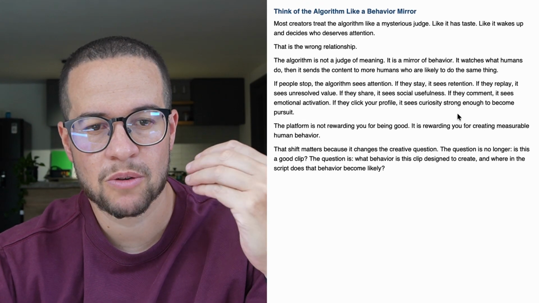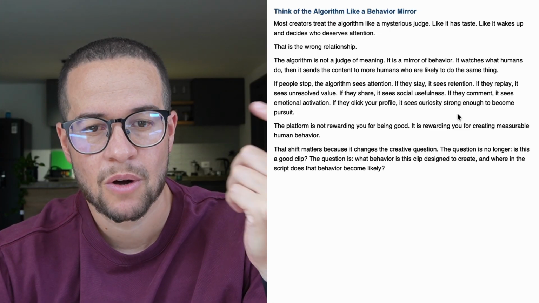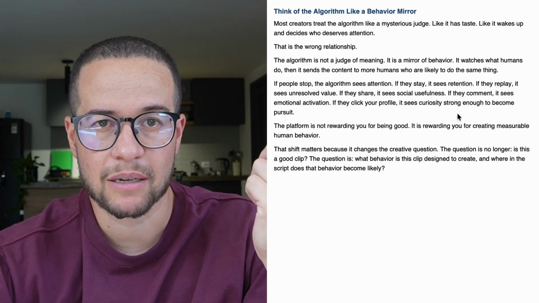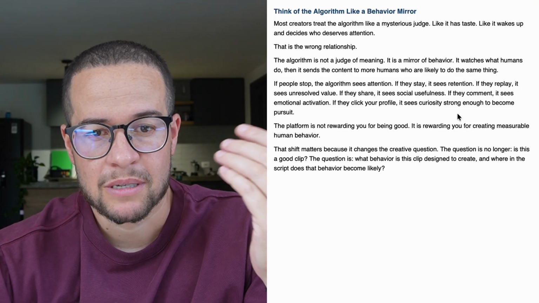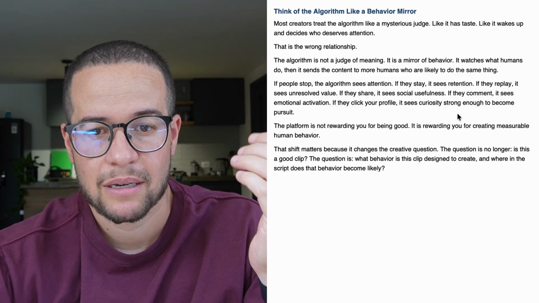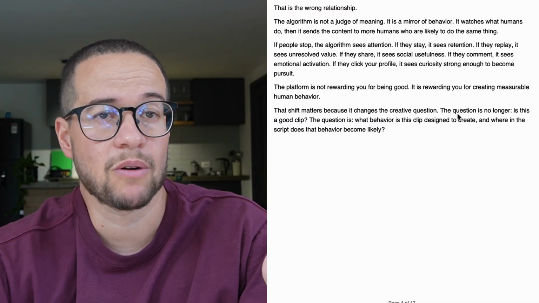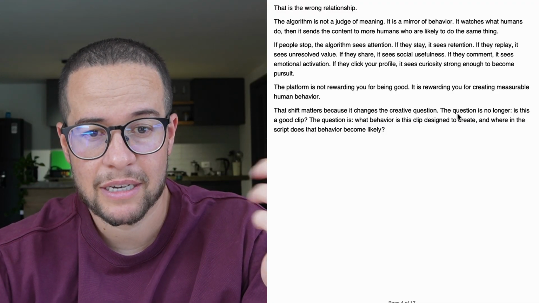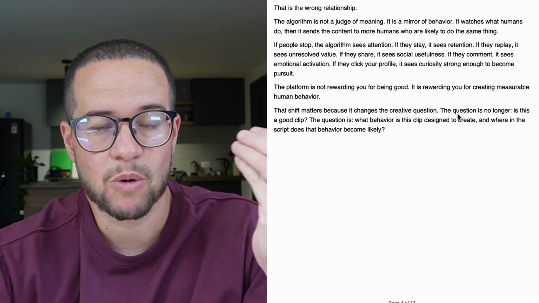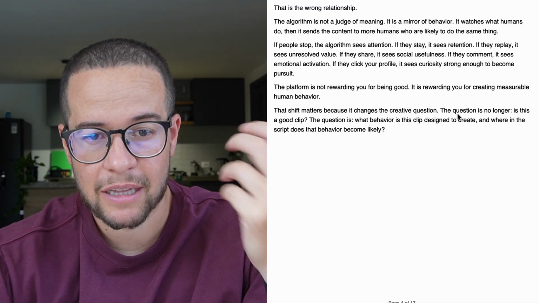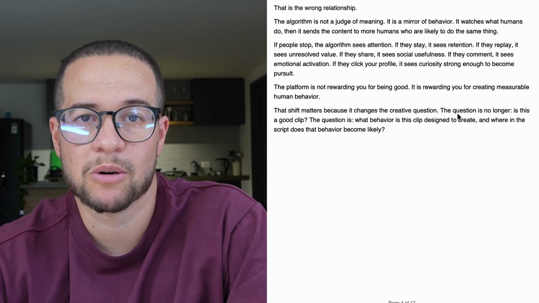It watches what humans do. Then it sends the content to more humans who are likely to do the same thing. If people stop, the algorithm sees attention. If they stay, it sees retention. If they replay, it sees unresolved value. If they share, it sees social usefulness. If they comment, it sees emotional activation. If they click your profile, it sees curiosity strong enough to become a pursuit.